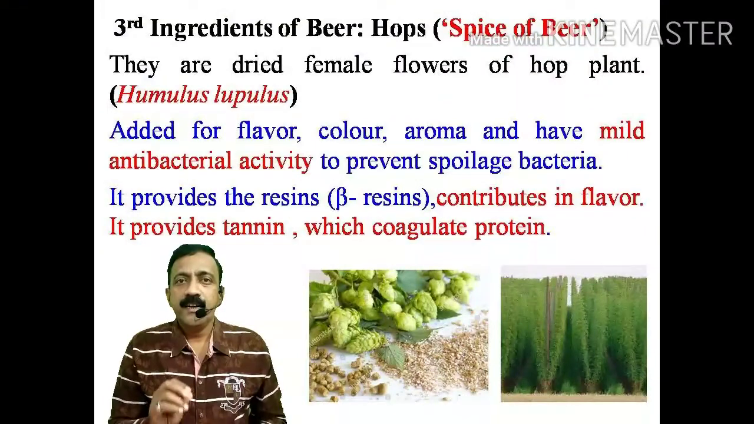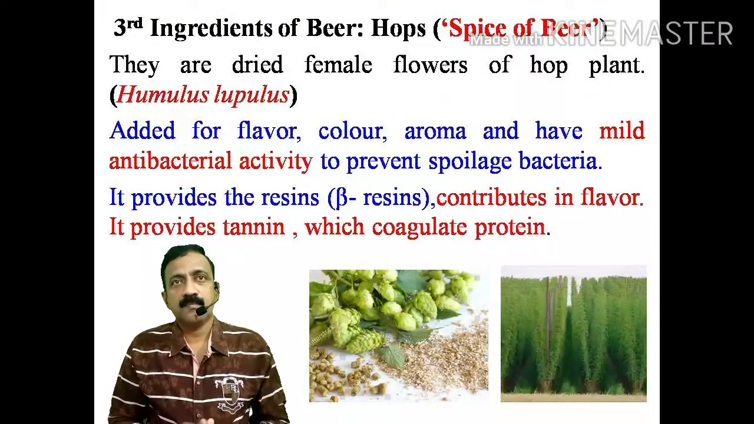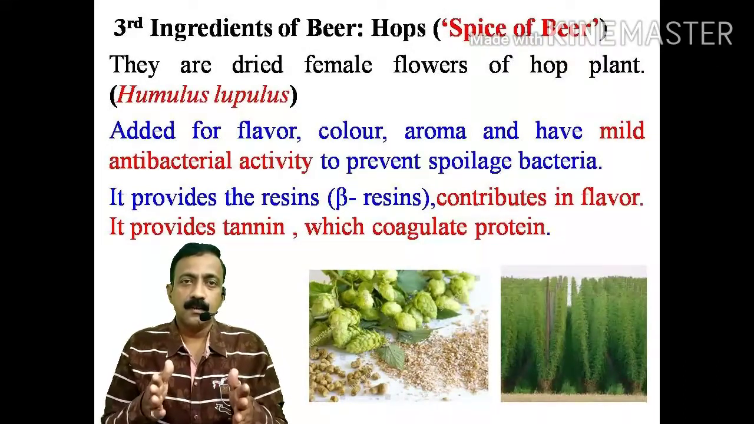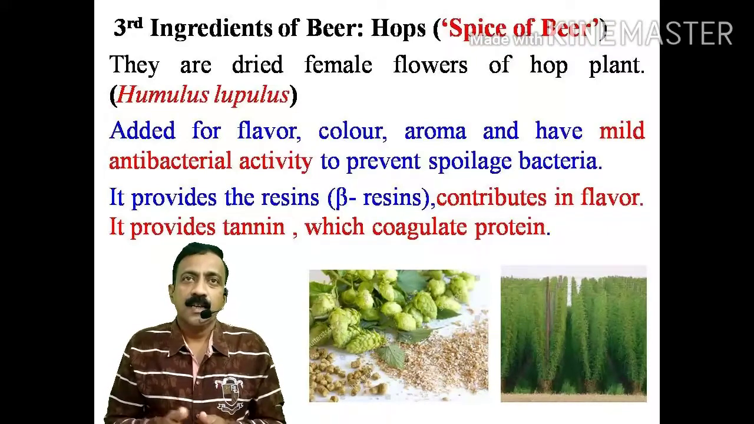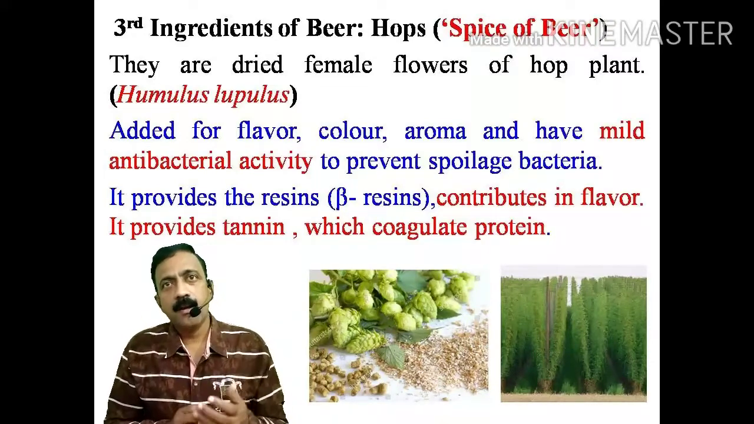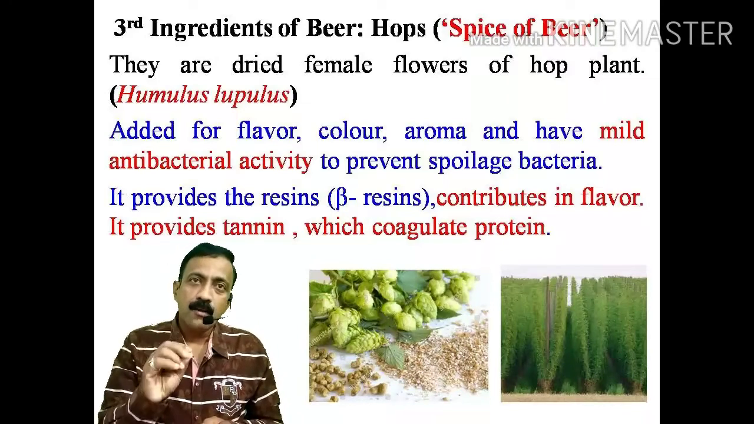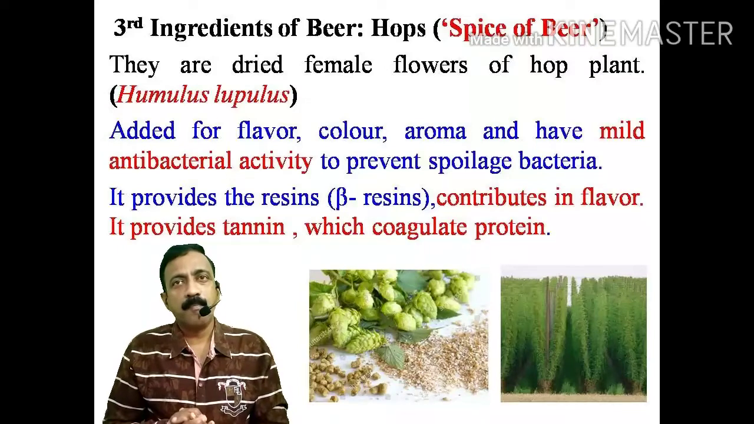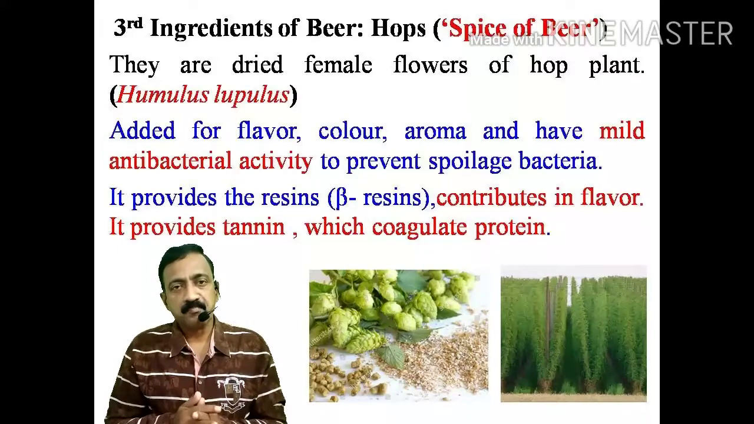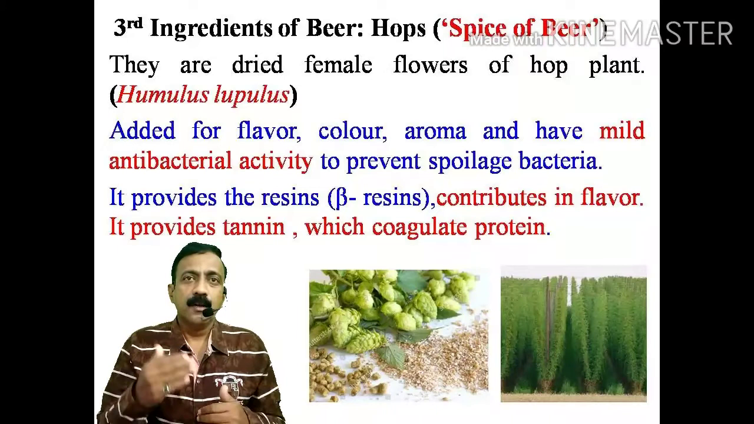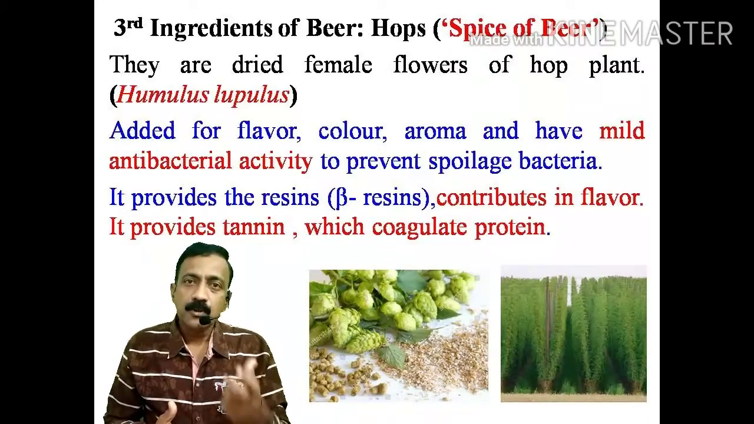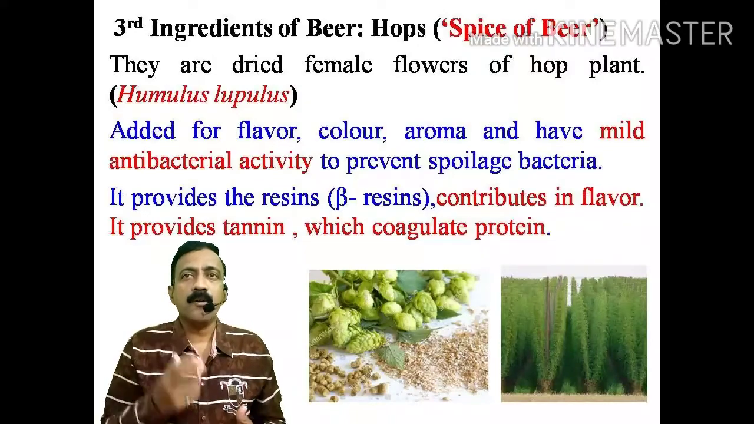The third ingredient of the beer is the hops. They are dried female flowers of hop plants. The hop flowers are added for flavor, color, aroma, and they also have mild antibacterial activity, which prevents spoilage of beer by bacteria. These hop flowers also have resins which contribute to flavor formation, and tannin which coagulates the protein.